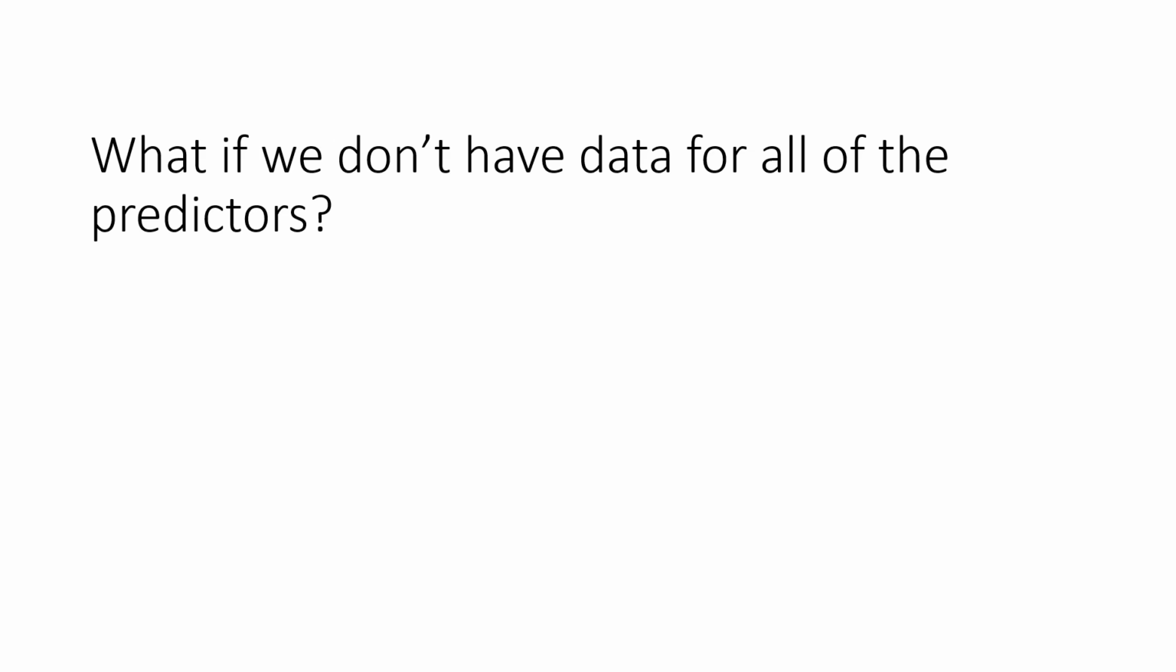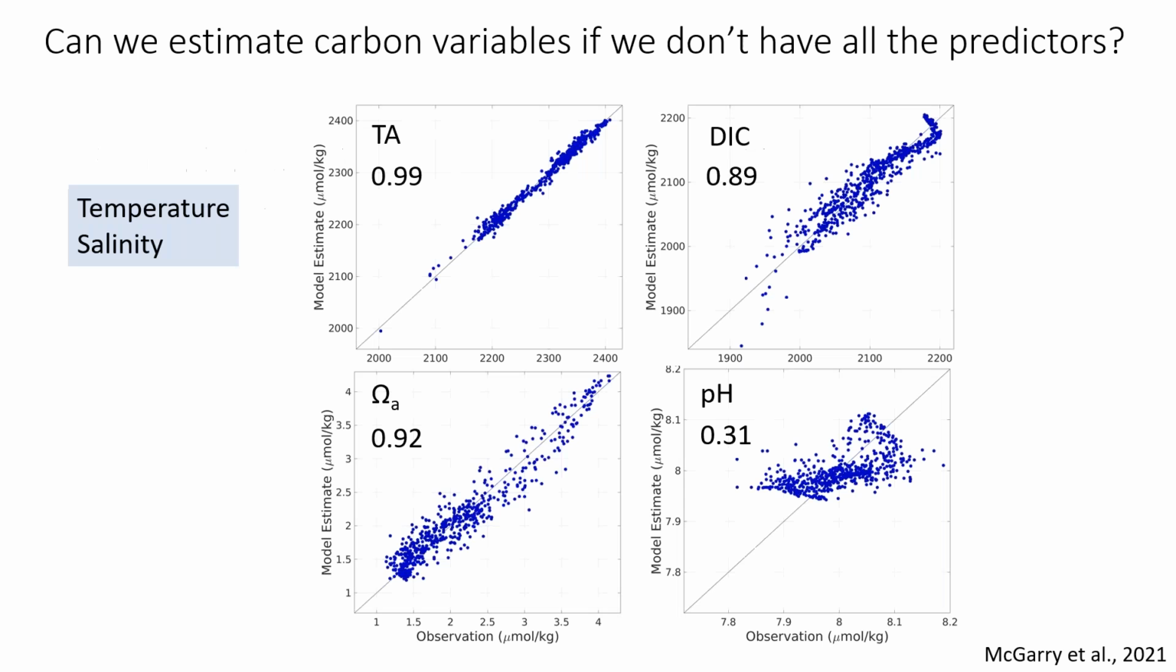Next, we asked what if we don't have the data for all of the predictors? How well can we still estimate each parameter with just a subset of those predictors? Since temperature and salinity are the most frequently measured predictors, we fit models that use only those. So here, the model estimate is plotted on the y-axis against the observation of the calibration data on the x-axis. And then R squared is displayed below each variable, and that describes the fraction of the variability in the observations that's explained by the empirical model.